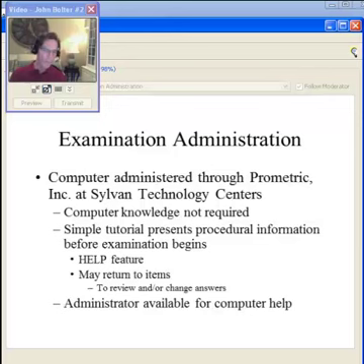There's a help feature if you get lost or confused. You also can mark items to go back. You can put your response, and mark the item to go back and review if you want to. Remember, it's all multiple choice. And there is an administrator always available to help you.